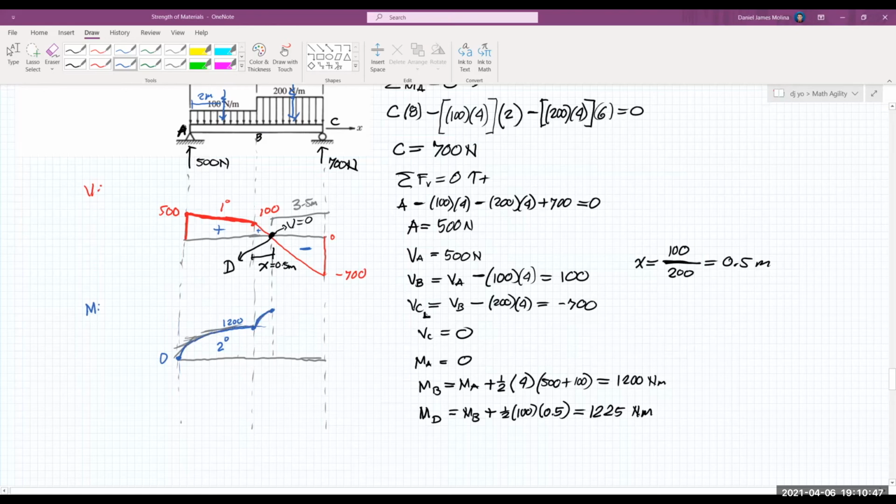Okay, so we have 1,225 here. It's also a 2-degree curve.